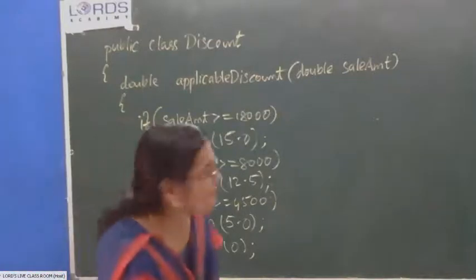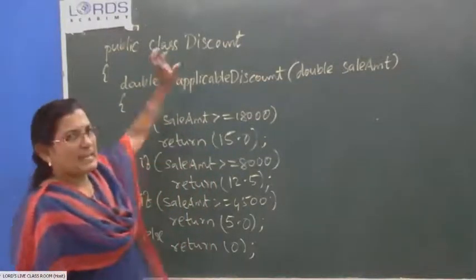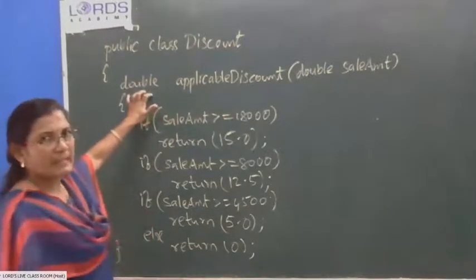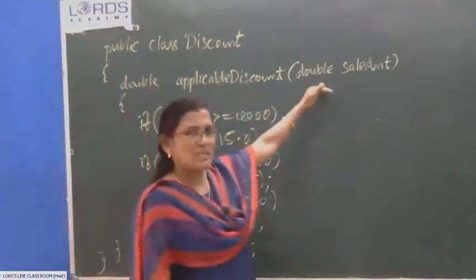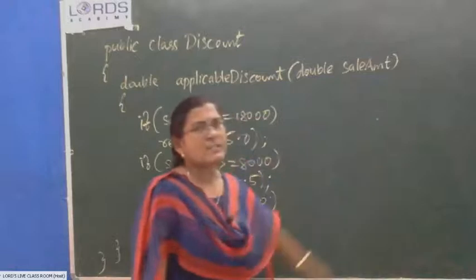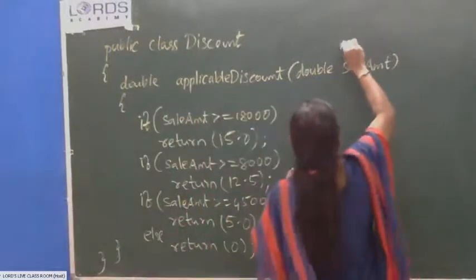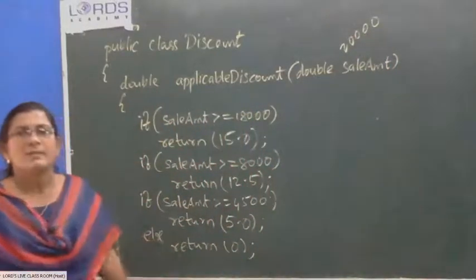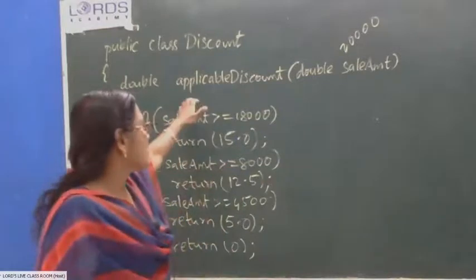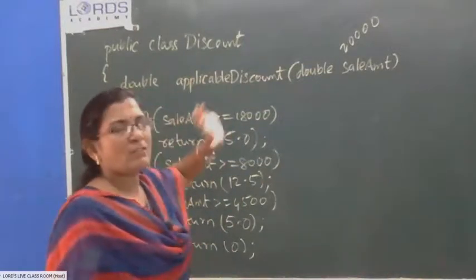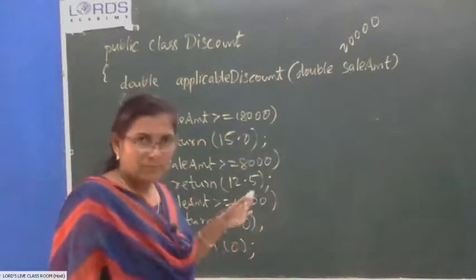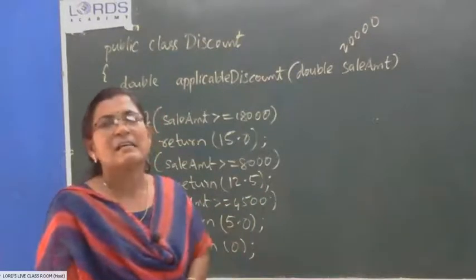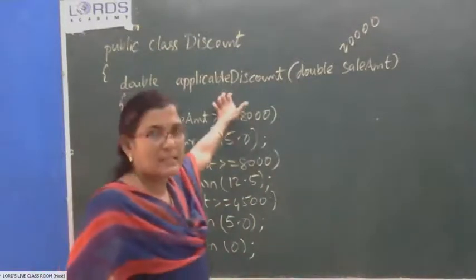Let us see how it works. The name of the class is Discount. The name of the method is applicableDiscount. The method gives back a double data type and it accepts a double data value. Assume that I have entered my sales amount as 20,000. This is a non-static method. So to invoke a non-static method, write the program, compile the class, create the object of the class, right click on the compiled class. So you will be able to see this method name.